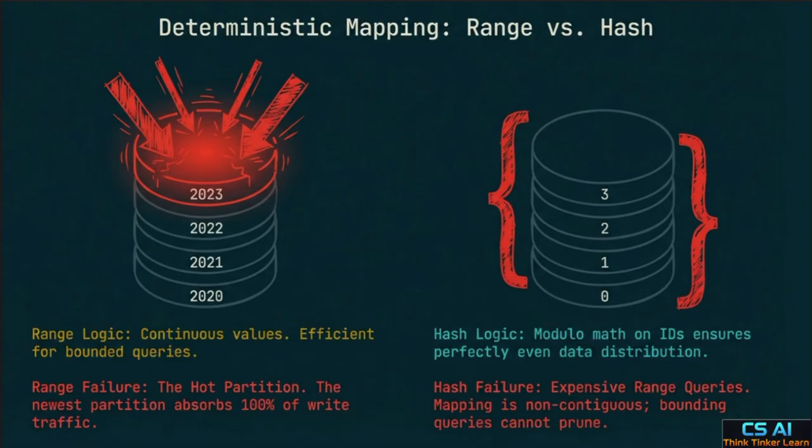But how do you decide to split that data? You have two main deterministic paths. Range logic is great when you have time series data, but beware of the hot partition. New traffic always slams the latest tier. Hash logic uses a modular path for even distribution, but it kills your ability to run efficient range queries because the data is non-contiguous now. Every choice has a cost.